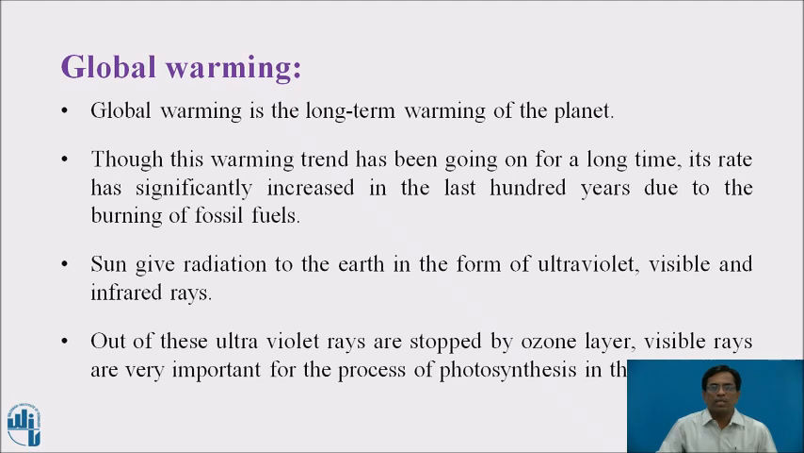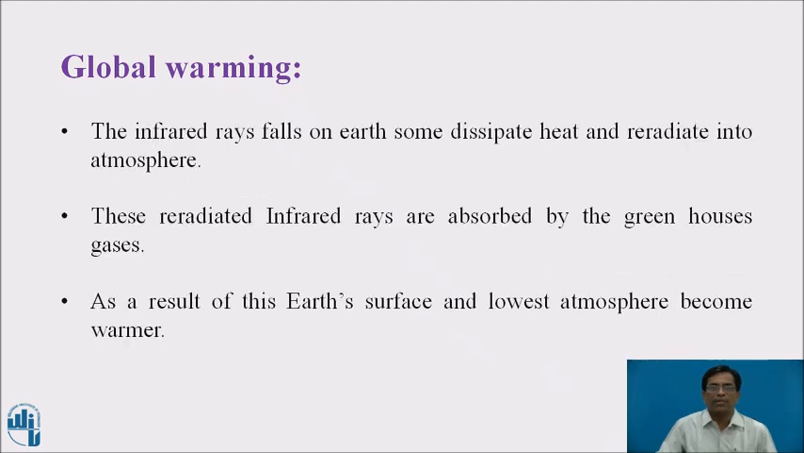The sun gives radiation to the earth in the form of ultraviolet, visible and infrared rays. Out of these, ultraviolet rays are stopped by the ozone layer. Visible rays are very important for the process of photosynthesis. Some of the infrared rays that fall on the earth dissipate heat and radiate into the atmosphere. These radiated infrared rays are absorbed by the greenhouse gases. As a result of this, the Earth's surface and the lowest atmosphere become warmer.